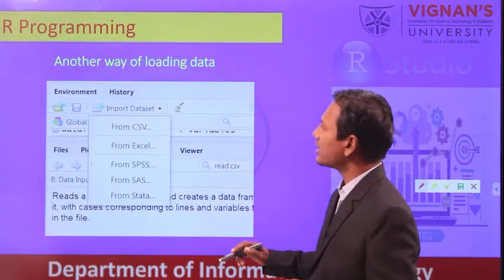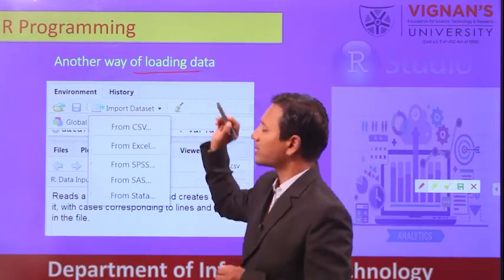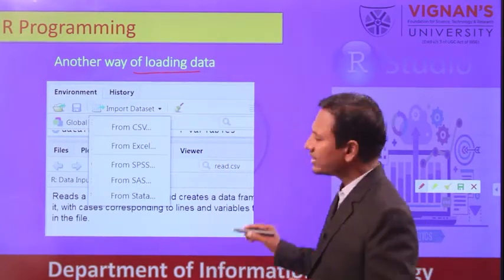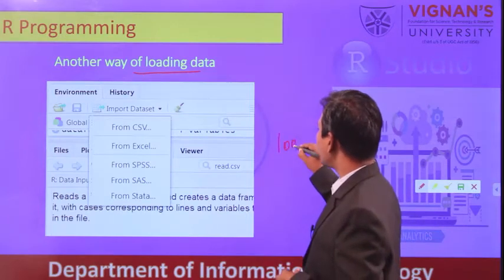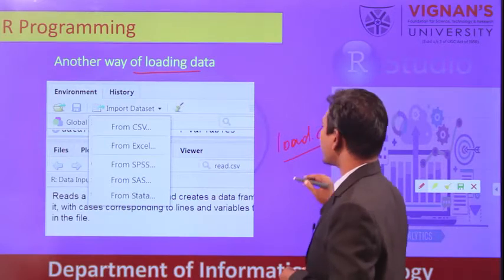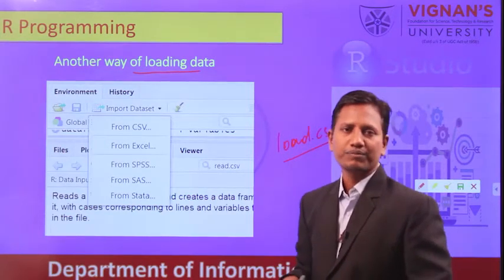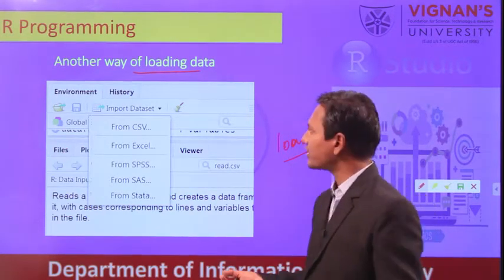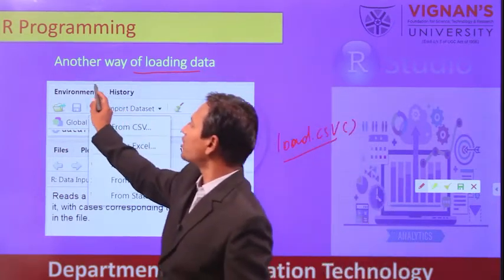Now we'll see another way of loading the data. Previously we have seen a function called load.csv. Using this function we have loaded the data. But the other way we have is the environment tab.